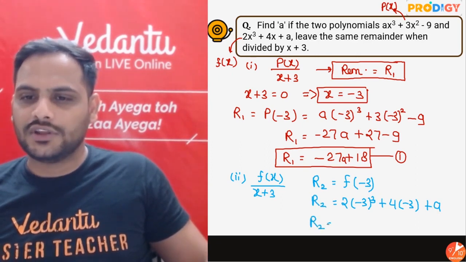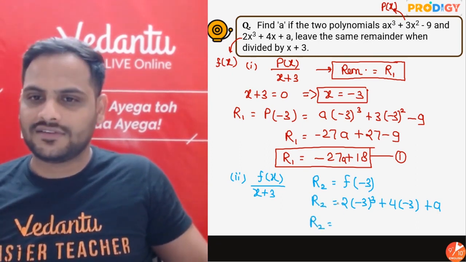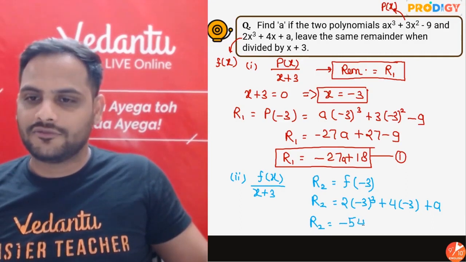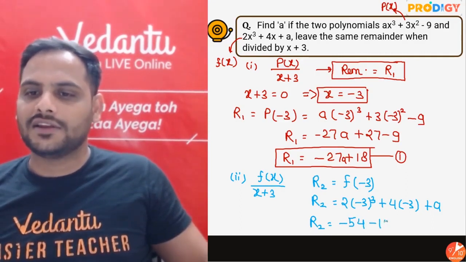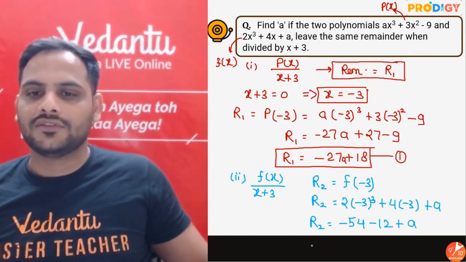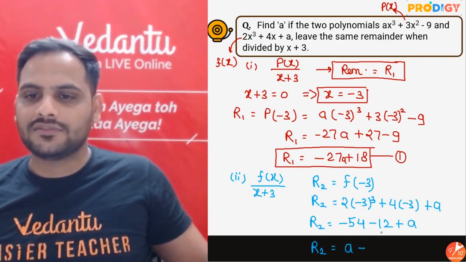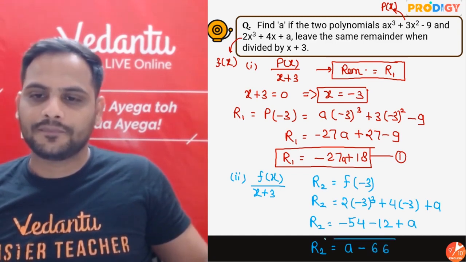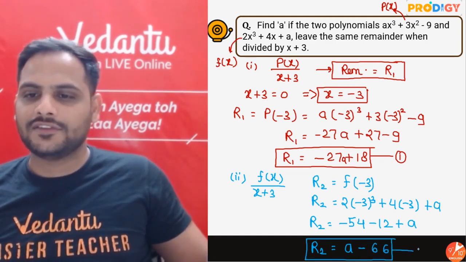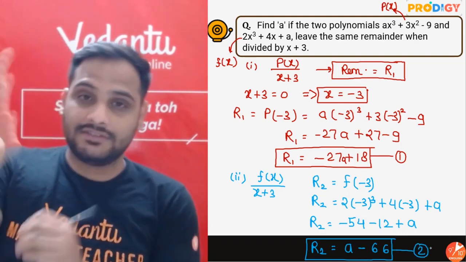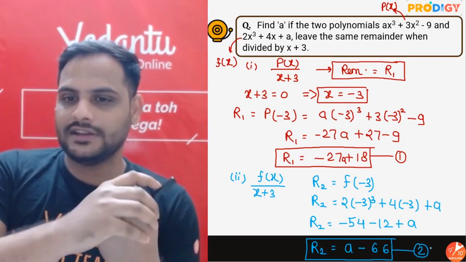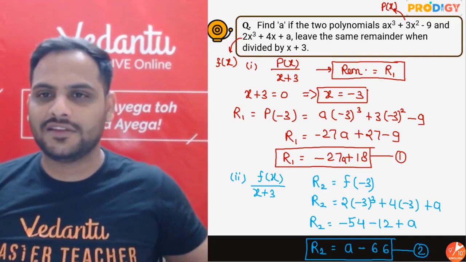So R2 is equal to minus 3 cube is again 27 into 2 is minus 54. 4 into minus 3 is minus 12 plus a. So finally we have got R2 is a minus 66. This is my second equation. R1 I have got as minus 27a plus 18. R2 I have got as a minus 66.